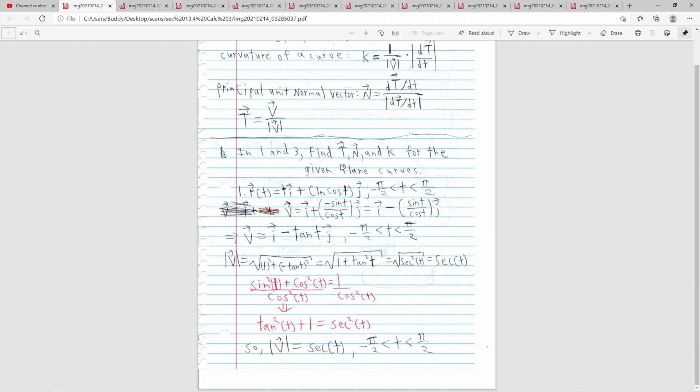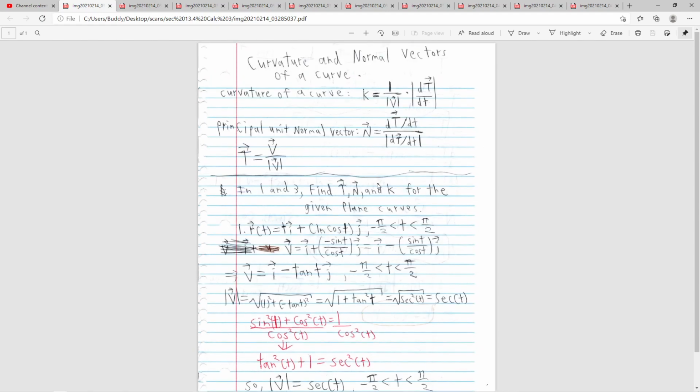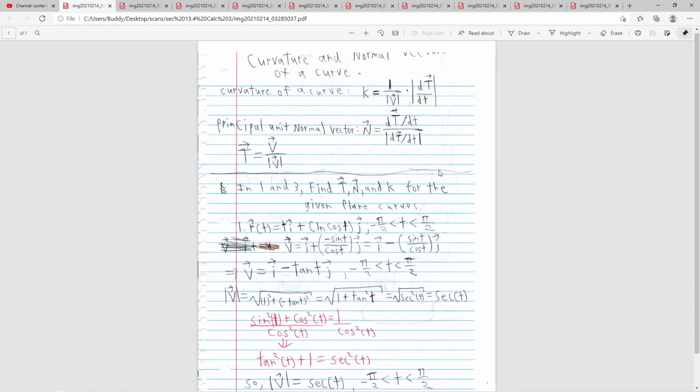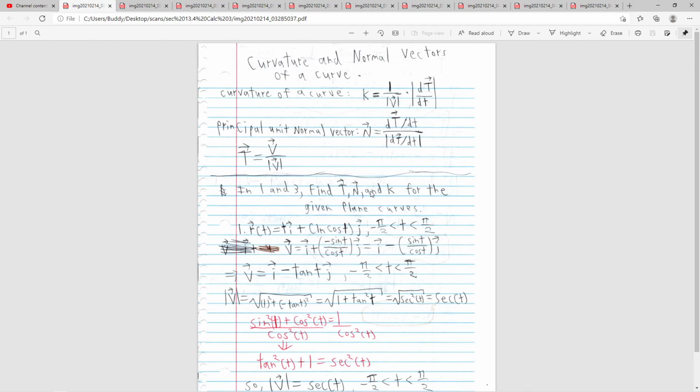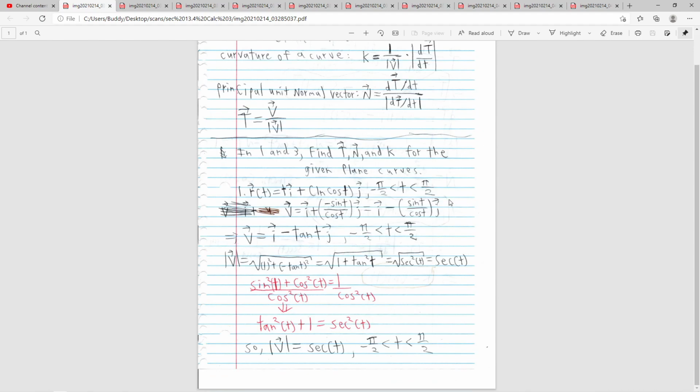Basically, the first two problems, 1 and 3, we're going to find just these three properties, three different values. Two vectors and the curvature, given plane curves, and these are plane curves that are essentially just in 2 dimensions as far as I can tell. That's why it's called plane. So r(t) equals t i plus the natural log of cosine t j, and it's between those two values.